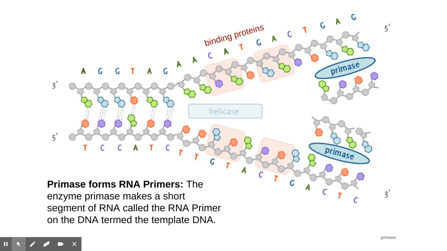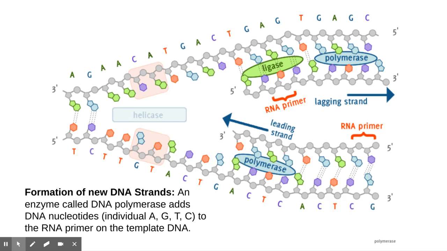The enzyme primase makes a short segment of RNA called the RNA primer, which are these areas here. These primers act as beacons for the DNA polymerase, saying, this is where you start, dock here. Now, once that happens, polymerase actually docks and starts to add on new nucleotide bases for the second strand.